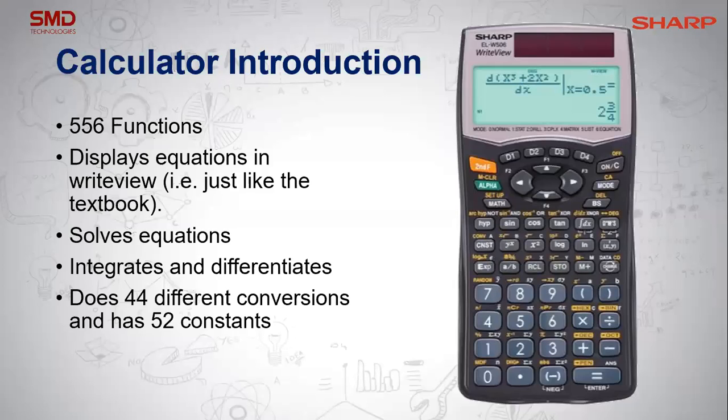We are busy with the EL-W506 Sharp calculator. It is the advanced scientific calculator, and we're going to be looking at all the different ways you can use it in technical maths. Okay, so the calculator has 556 functions. It is Write View, so that means it writes equations, or you can type in equations like you would write them in your notes or in your textbook.